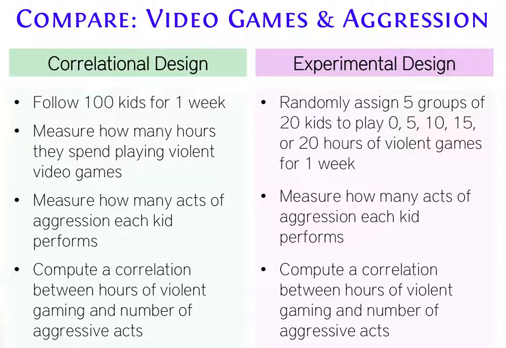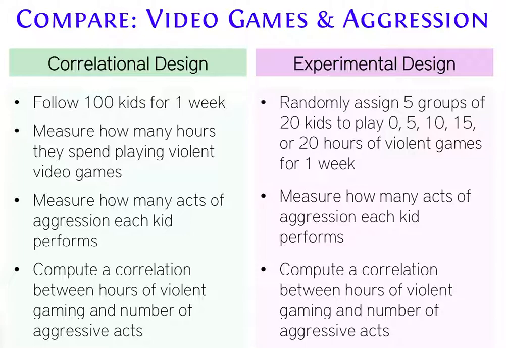In a study with an experimental design, we would take 100 kids, and instead of simply recording how many hours of games they play, we would randomly assign each kid to play games for a certain number of hours for a week. So we'd have some kids playing no games and some kids playing a lot. Then the rest of the procedure could be exactly the same as in the correlational design. We would measure how aggressive the kids are and then calculate the correlation coefficient.